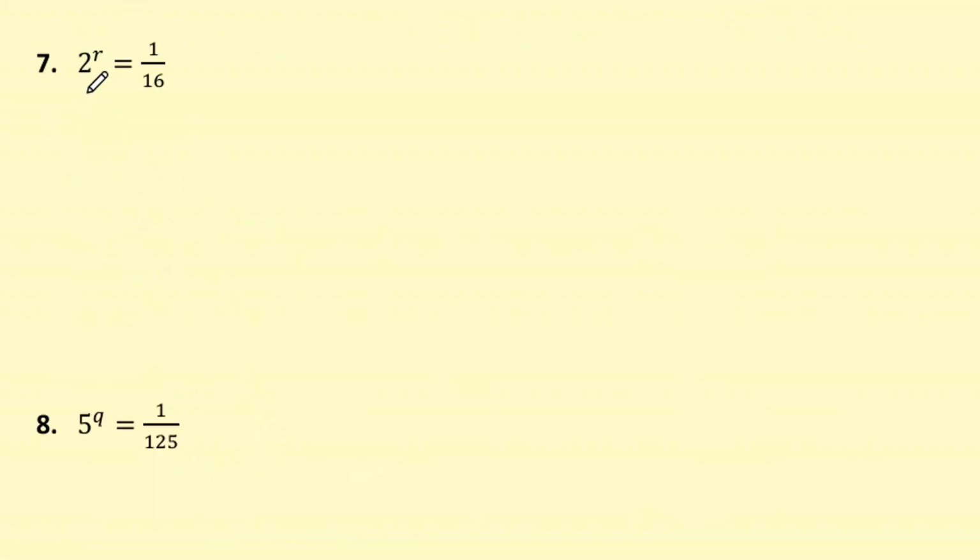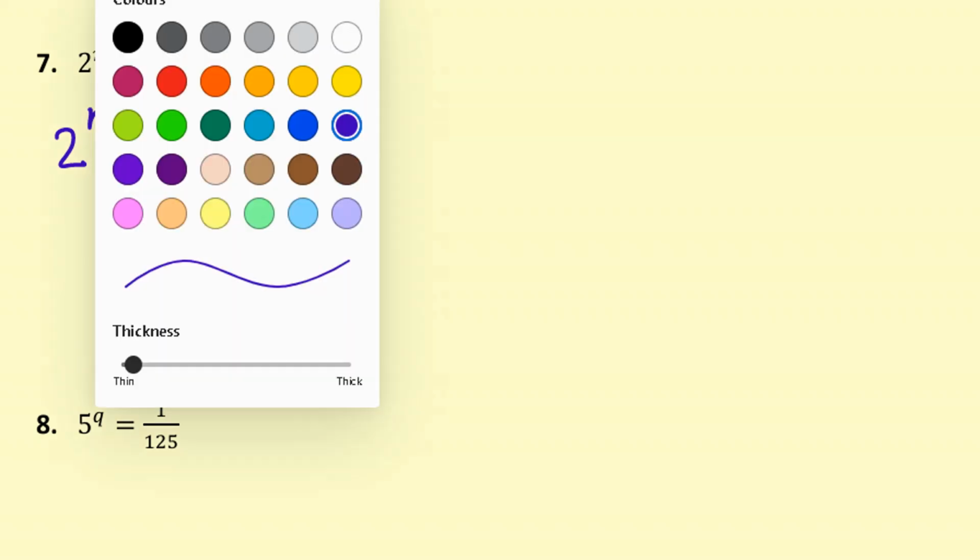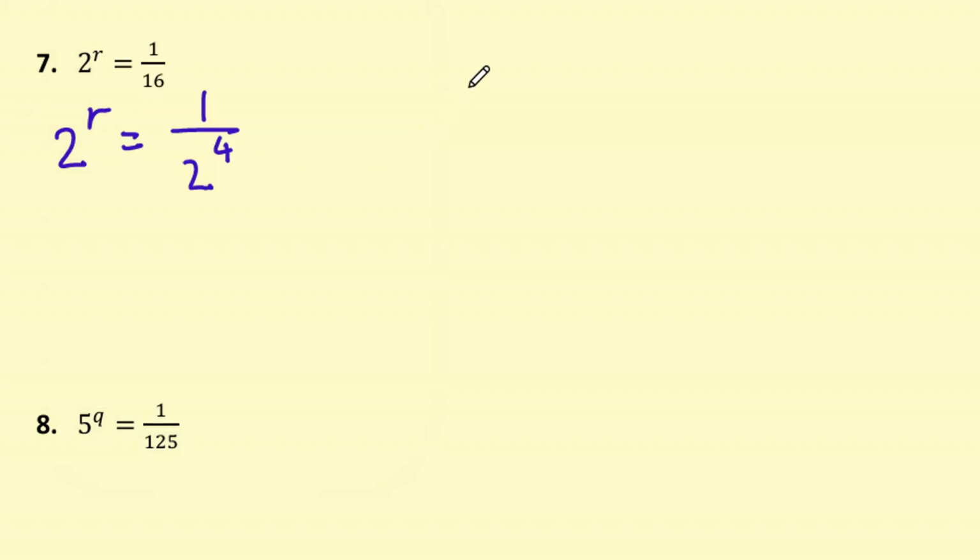Then in number 7, we have 2 to the power of r equals 1 over 16. We can rewrite the 16 using prime factors. We know that 16 is 2 to the power of 4. Now, remember that we want the bases to be the same on both sides of the equation. Now we're going to use this exponential law: a to the negative m equals 1 over a to the positive m. So we're actually going to use the reverse of this law on the right-hand side here.